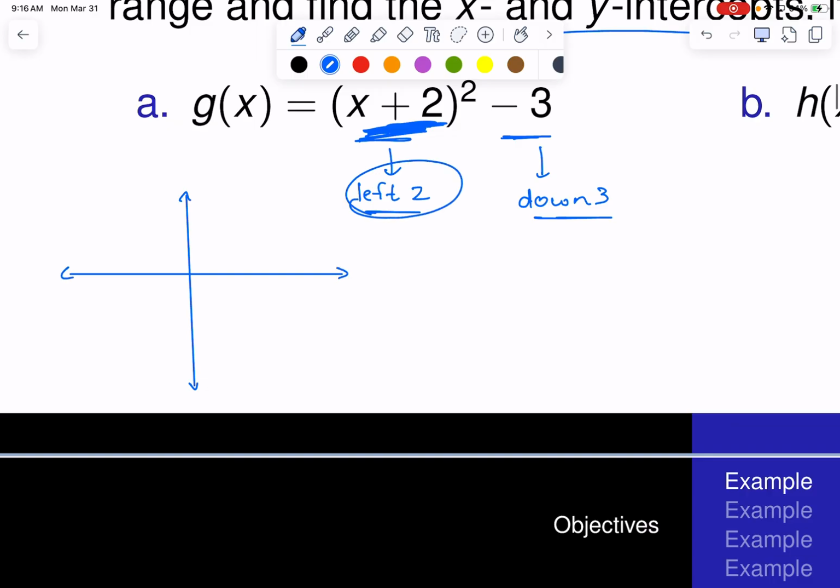So what does it do, everybody? Left 2, down 3. So everybody go left 2. It's just like the absolute value curve in the last section. Left 2, down 3. Did it flip? No. Is there a stretch or a shrink inside or outside the house? So it's 1 to 1 then. So we know it's going to go up 1, right 1, up 1, left 1. And you only have to give me 3 points.